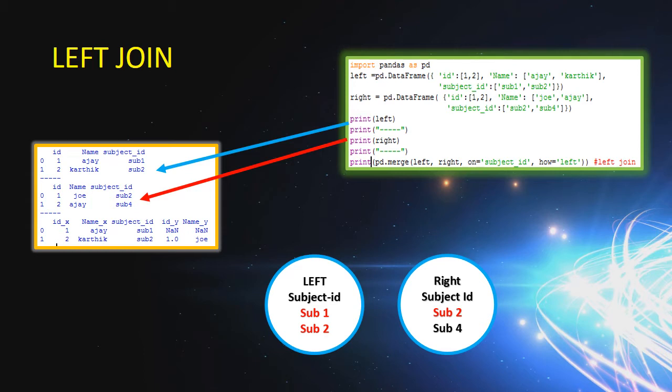So left join means the IDs which are present in the left alone will be added, and the matches in the right will be combined with the result. Say subject 2 only is matched with the left, so those rows alone match from the right.